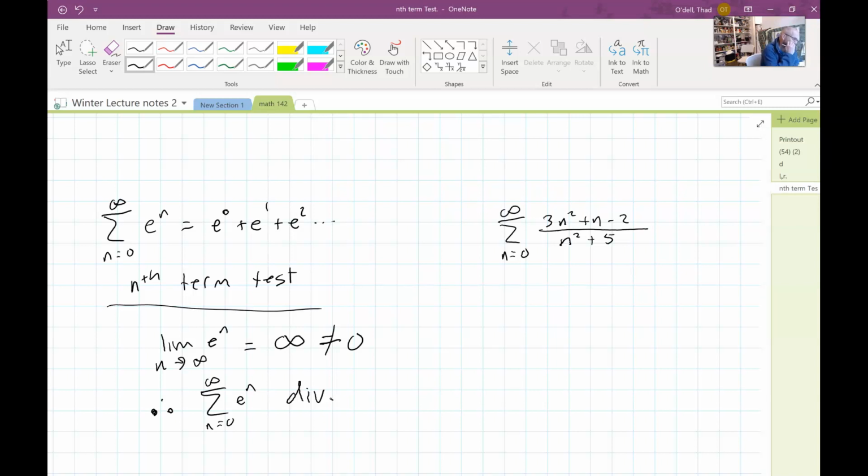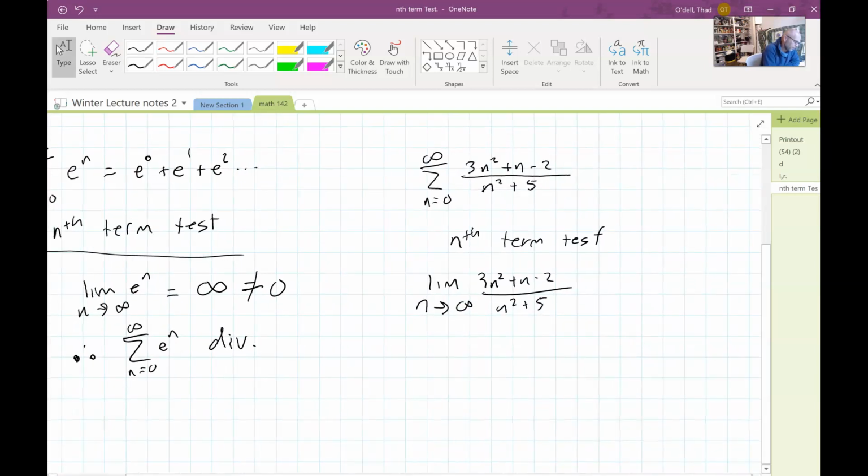Take a look at this, and we're going to use the nth term test. So I'm going to write it down: nth term test. Since I'm doing the nth term test, that means I look at the sequence. So I'm going to take the limit of 3n squared plus n minus 2 all over n squared plus 5 as n approaches infinity.